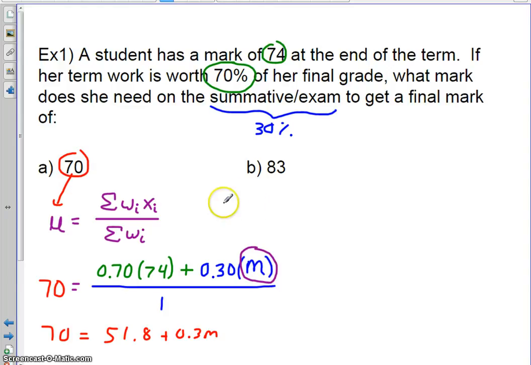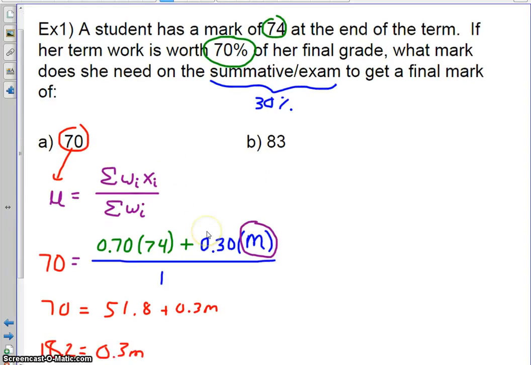Okay, and again, these are types of problems that you've seen before, but it is all just an example of weighted average. Okay, what I'd like you to do now is take a look at part B. Just try it on your own. We want to achieve a mark of 83. I want you to try and calculate what mark they need. When you're finished, push play and we'll go through the answer together.